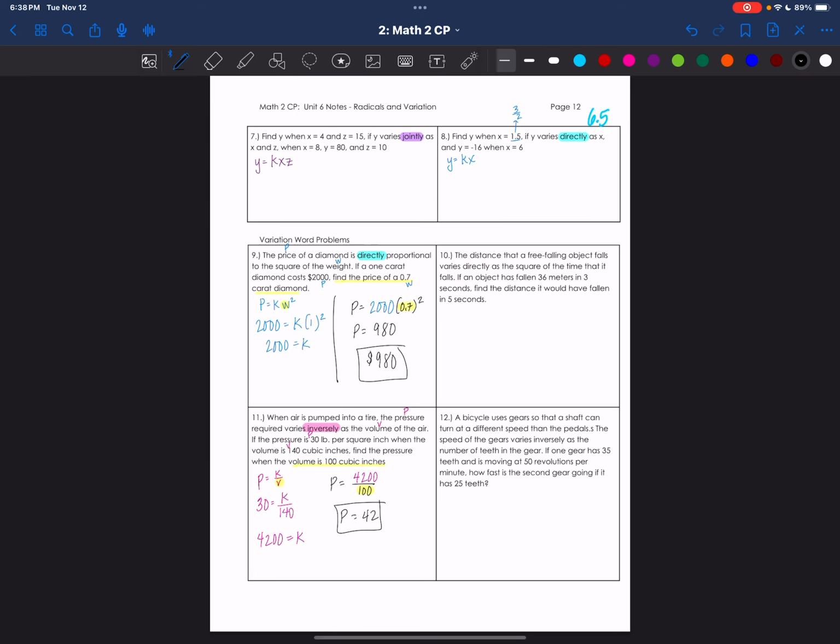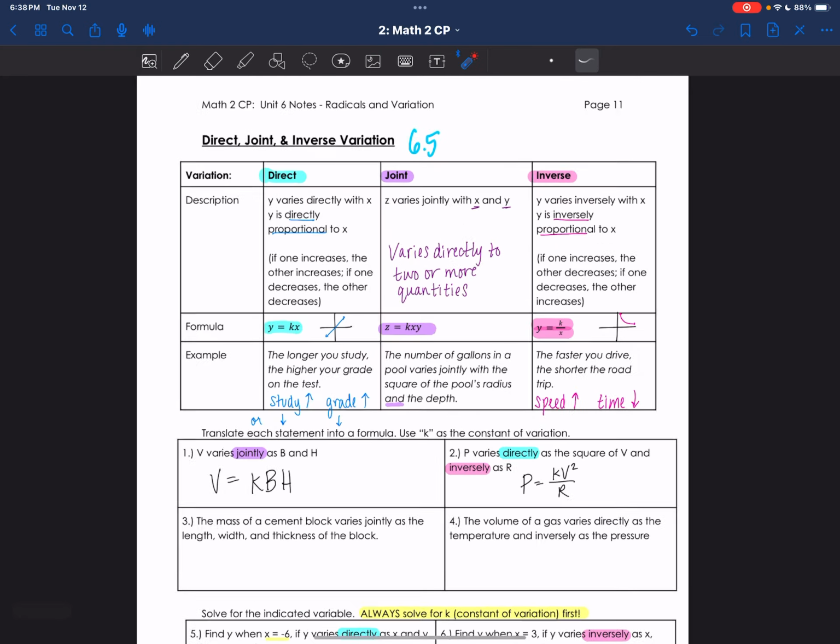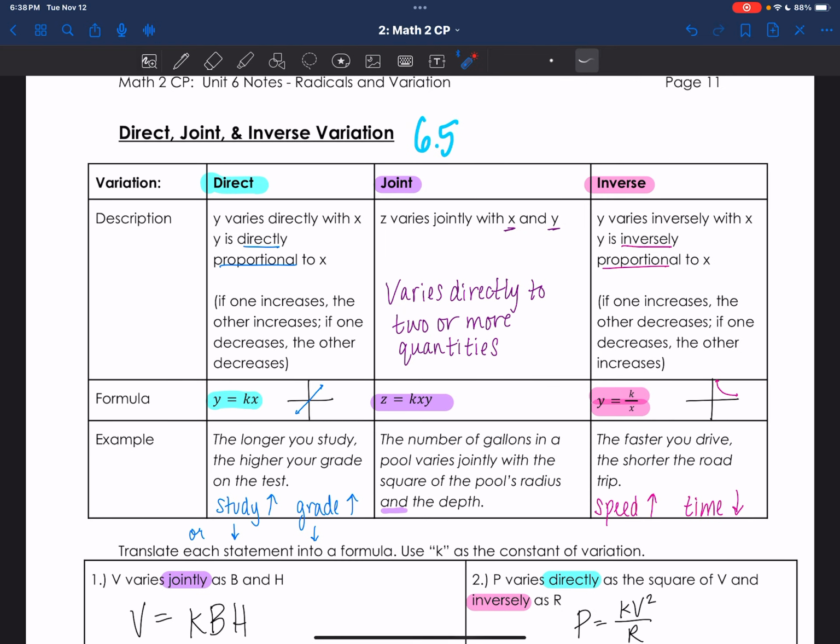All right. So what you're going to do is go back and complete all of these, using the little formulas we have from before, but remember to solve for k first. Then once you know what k is, you can plug it into the actual equation that it's looking for. And that is direct, joint, and inverse variation.